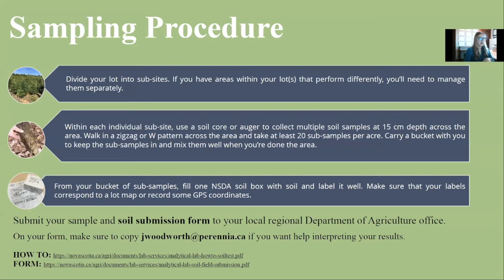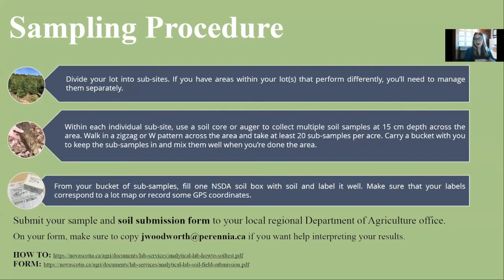Assuming you're going to manage these sites separately, you want different samples. So you're going to create a little map for yourself and base your soil sample methodology off of that. Then your second step, within each of your subsites that you just determined, is to actually walk that pattern and take the soil samples.